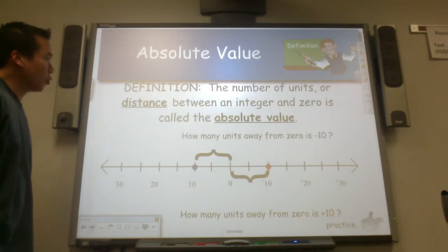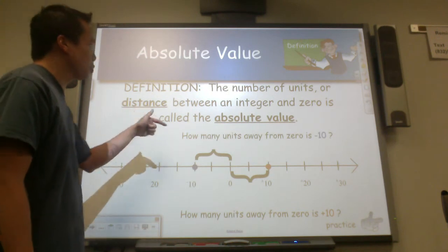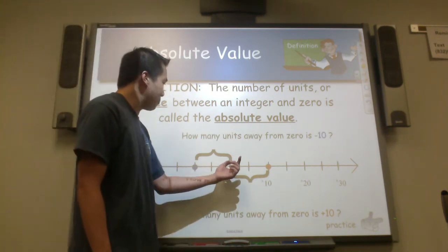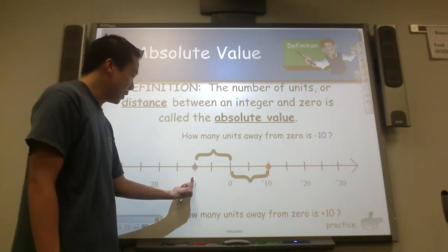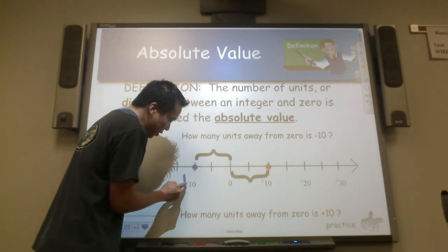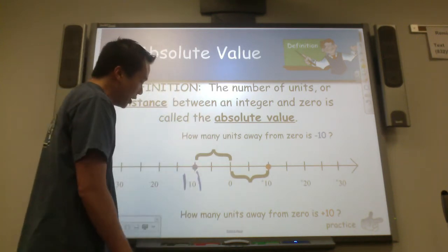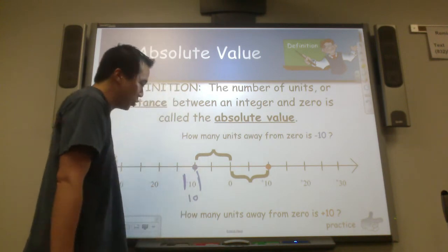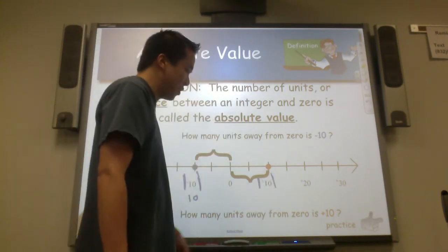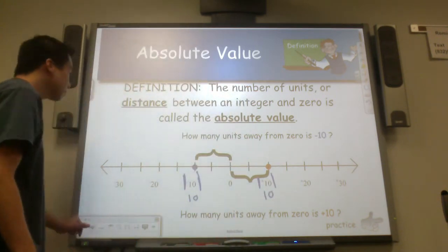So today our keyword is absolute value. The number of units or distance between an integer and 0 is called absolute value. So for example, negative 10 is 10 units from 0. If I wanted to find the absolute value of negative 10 by drawing the absolute value bars, the answer will be 10. 10 units from 0. What's the distance of positive 10 from 0? It is 10 units from 0.